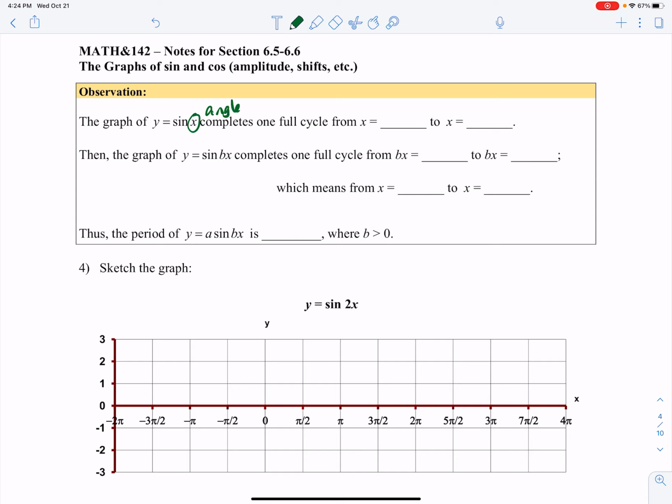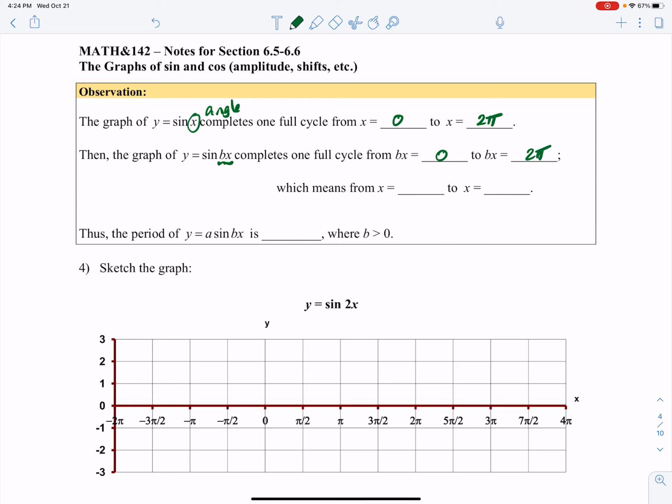So we already know that the graph of y equals sine of x completes one full cycle between x equals 0 and x equals 2 pi. That we know, okay? What about the graph of sine of bx? Well, we know that bx is the entire angle. This is just how we write it because it looks prettier. We try to avoid using parentheses when possible because that space is expensive. So to complete one full cycle, the angle has to go from bx equals 0 to bx equals 2 pi.